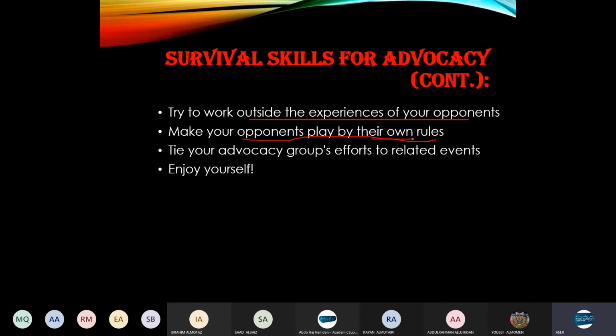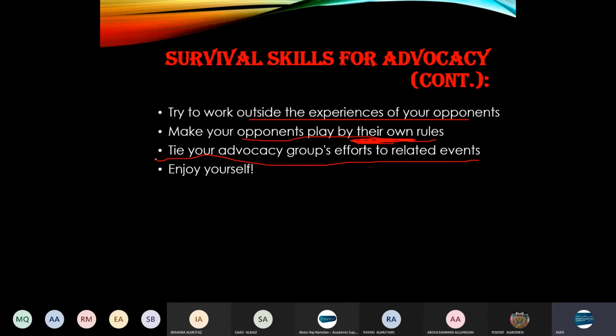Why their own rules? Why not our rules? Because if they played by our own rules and they did something wrong, then we did the same because they are our own rules. But while playing with their own rules and doing something that is very bad, consequently, it's their problem. And try to tie your advocacy group's efforts to related events, like, for example, Riyadh Season.